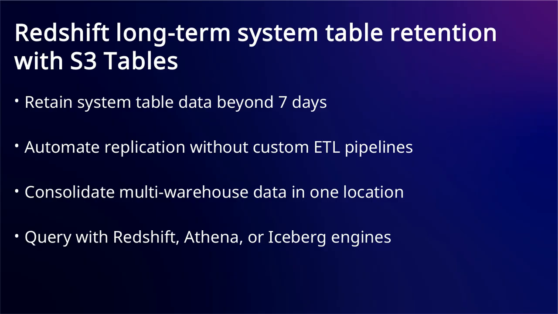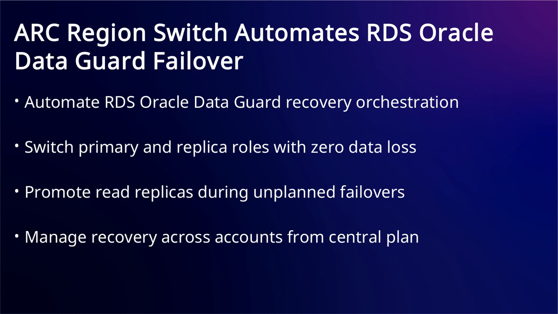When a regional impairment occurs, you need to recover Amazon RDS databases running Oracle Data Guard by manually reversing roles between primary databases and read replicas or promoting replicas to primary instances. This manual process increases recovery time and introduces operational risk during incidents. ARC Region Switch now provides the RDS switchover read replica execution block to address this challenge. You can automate recovery orchestration for multi-region RDS workloads running Oracle Data Guard.